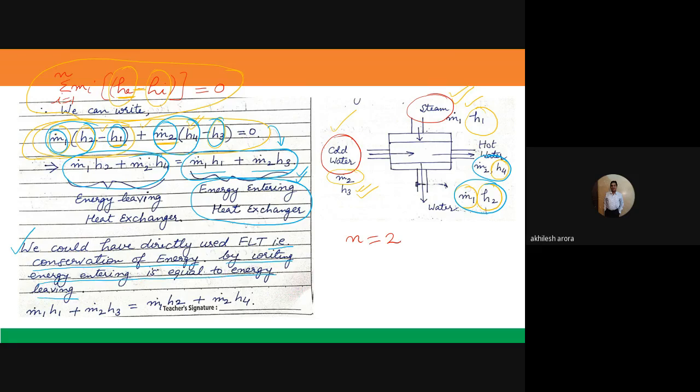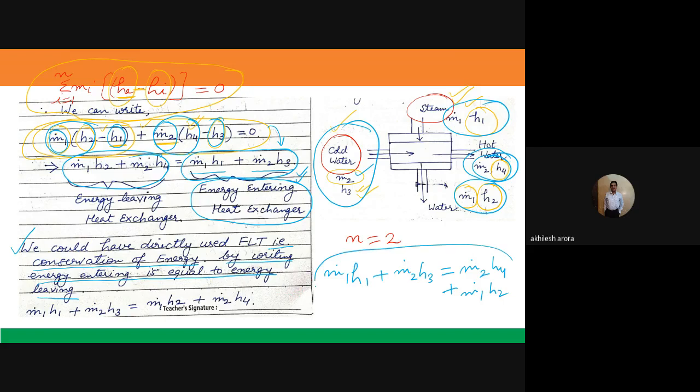In that way it would have been much simpler because if you see this heat exchanger, you can directly write this value. This is entering m1 h1, plus what is next entering, the mass flow rate is m2 h3, and that should be equal to energy which is going out, and this is the energy going out, m2 h4 plus m1 h2. So that means it's a quite simple equation, whether you want to proceed from the steady flow energy equation, or whether you want to proceed from the first law, the conservation of energy principle.